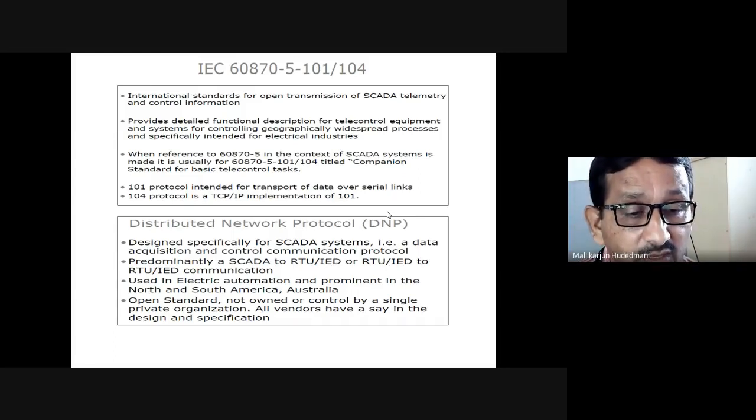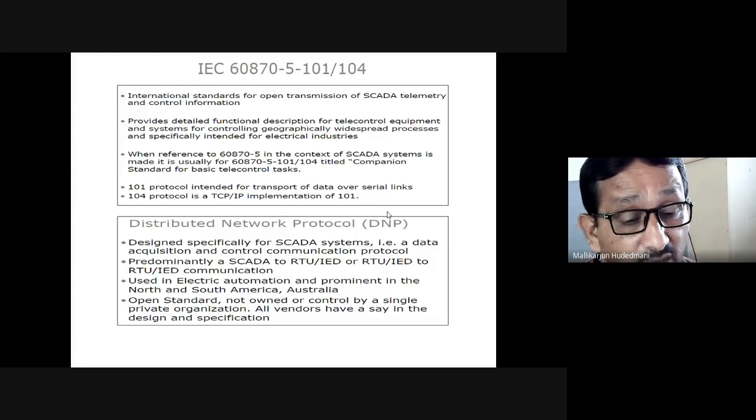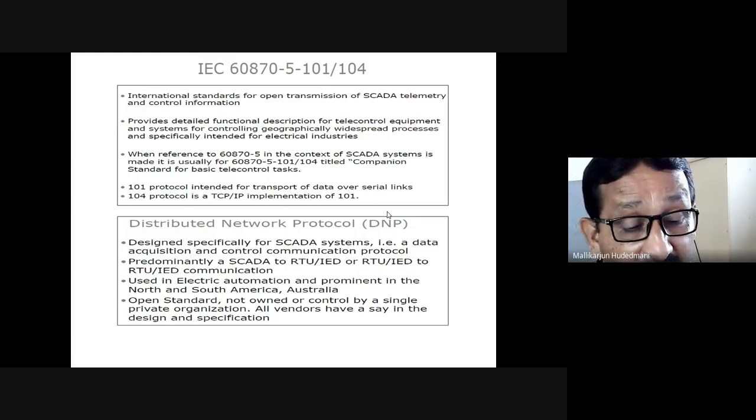Now the question comes. When this particular TCP/IP is being used, why not this? This was initially developed for small centers. Over the years of evolution of communication technologies, now the ruling hand is TCP/IP.